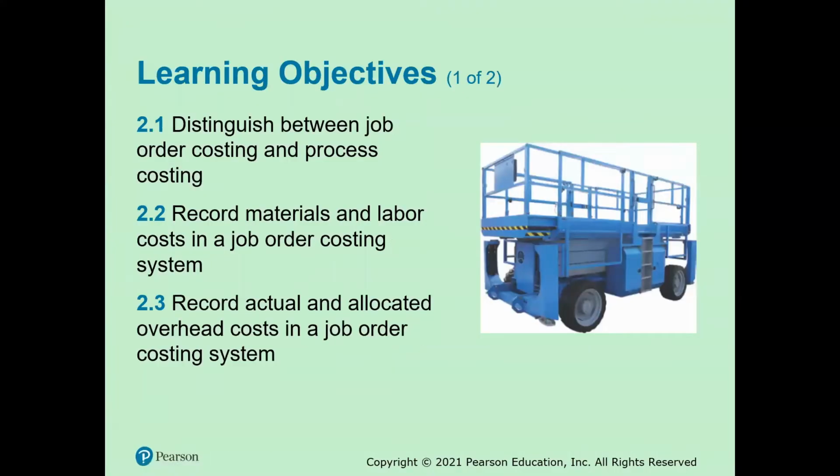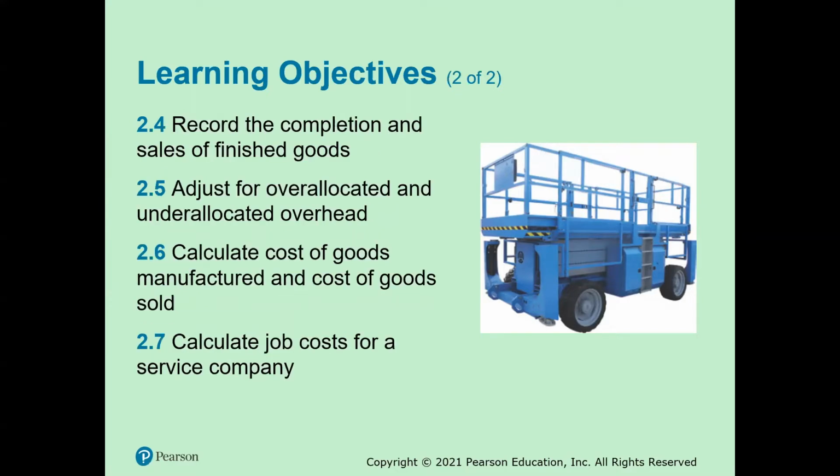The learning objectives are: 1, distinguish between job order costing and process costing. 2, record materials and labor costs in a job order costing system. 3, record actual and allocated overhead costs in a job order costing system. 4, record the completion and sales of finished goods. 5, adjust for over-allocated and under-allocated overhead.